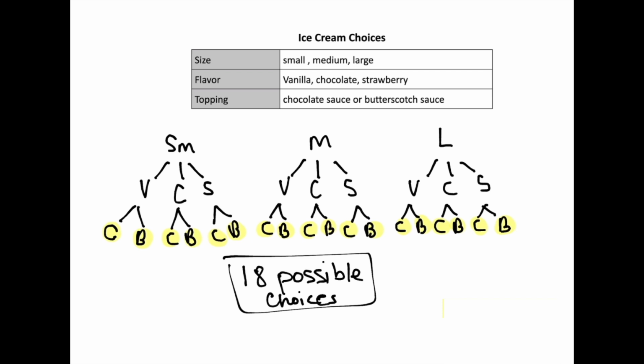We can then use this list to say that the probability of somebody choosing a small vanilla with chocolate sauce ice cream is 1 out of 18.